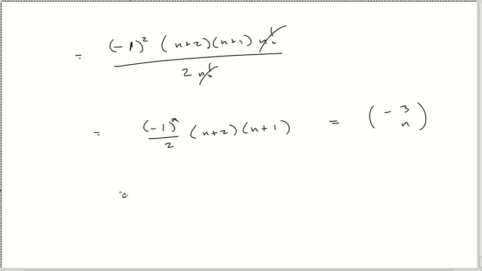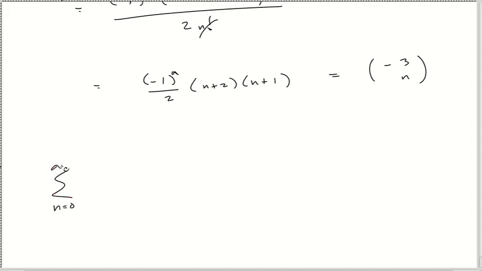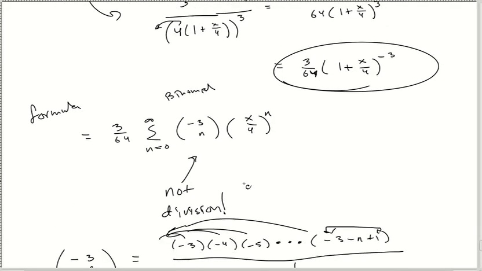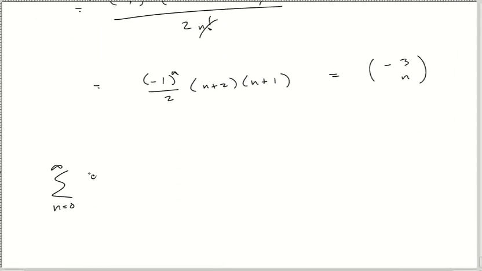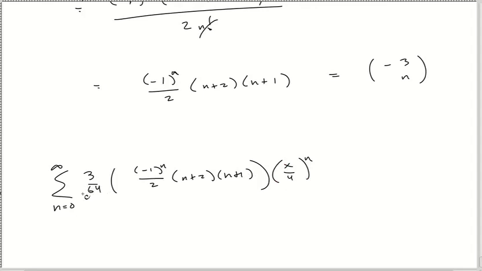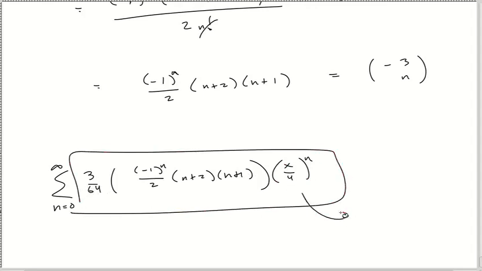What you do now is go back, let's go way, way back, to right here. This is your answer. But I'm going to replace this part with what I just found, that little fraction. And so here we go. Final answer: 3 over 64 times negative 1 to the n over 2, times n plus 2, n plus 1. That's my binomial component. And then I got (x/4)^n. Whew. And that is your final answer. This is geometric. Radius of convergence is 4. We did that a bazillion times by now. So there you go. Awesome. And we're done with that one.